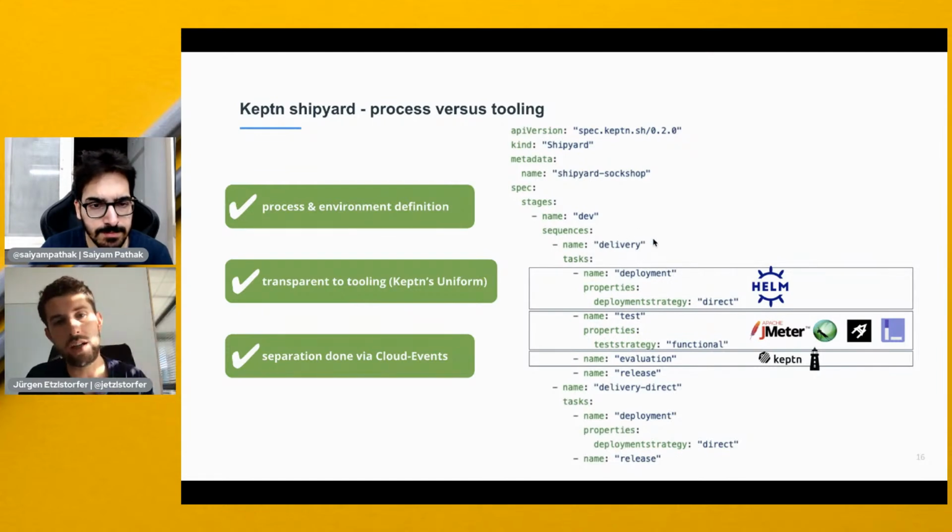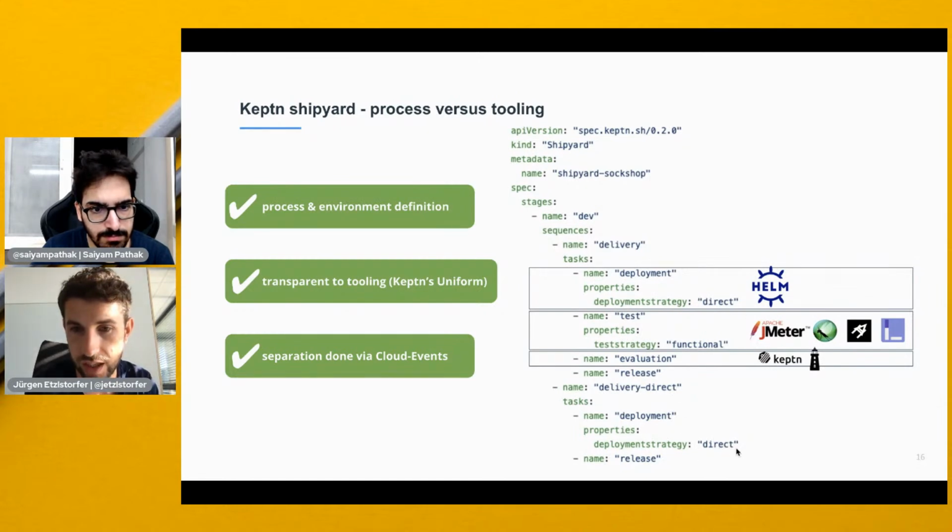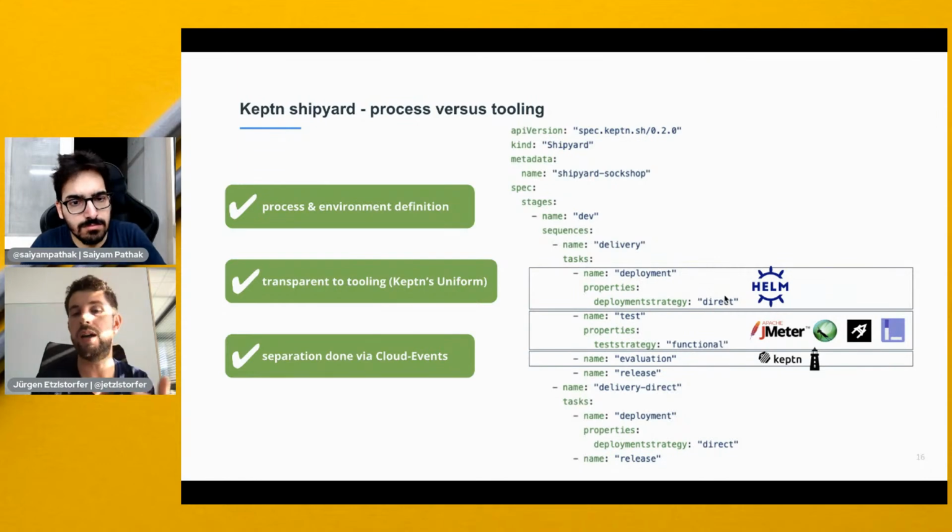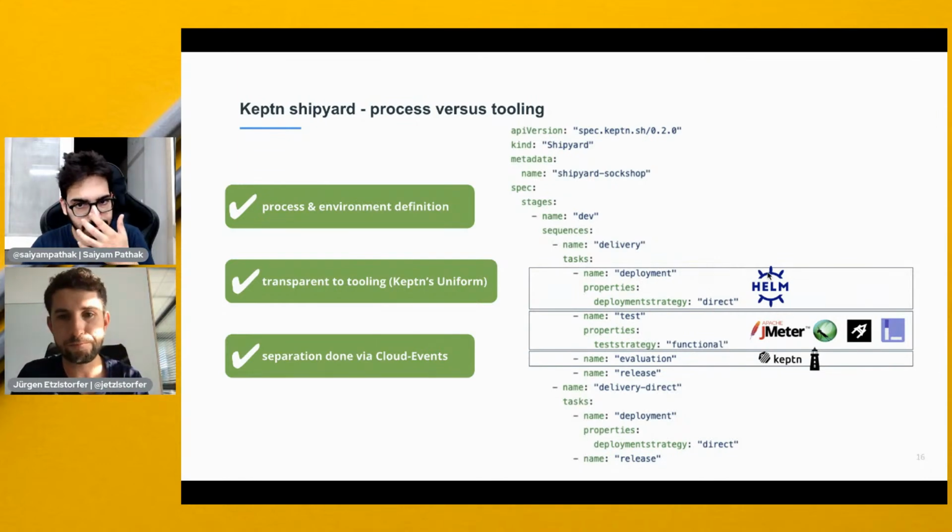And during the delivery sequence, we have a deployment, a test, an evaluation, a release. Release means to release it to the next stage. But you also have a different task sequence, which is called delivery direct, where we want to do direct deployment instead of, actually there's a small hiccup here. This one could be a blue-green deployment, for example, with Helm.